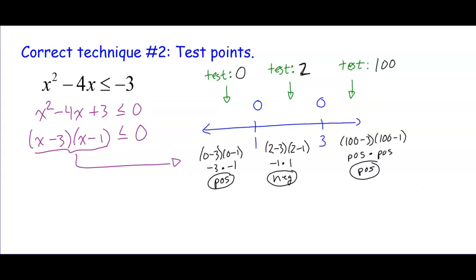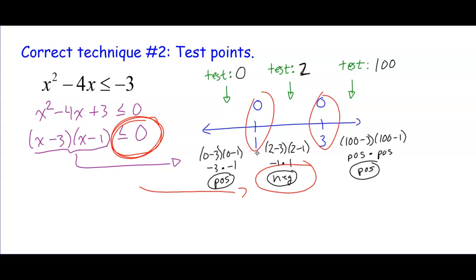At the end, we do the same thing we did with the sign diagram stuff. We ask ourselves, which parts of what we've just done satisfy the inequality? We are looking for where things are less than or equal to 0. So that's in here. And that also includes these numbers as well. So make sure you include 1 and 3. So your final solution here, the overall answer, would be including 1 and 3, the numbers from 1 to 3.